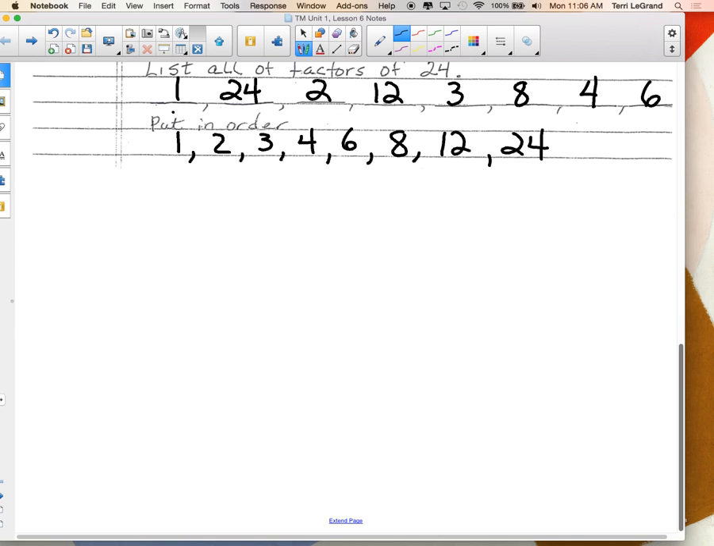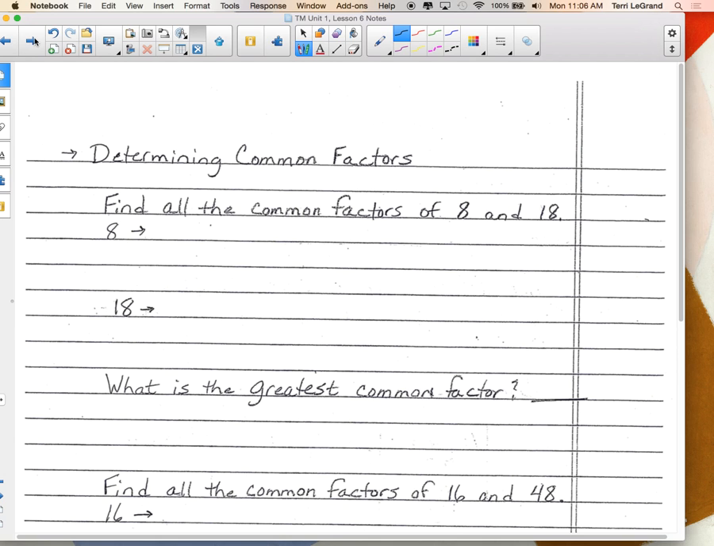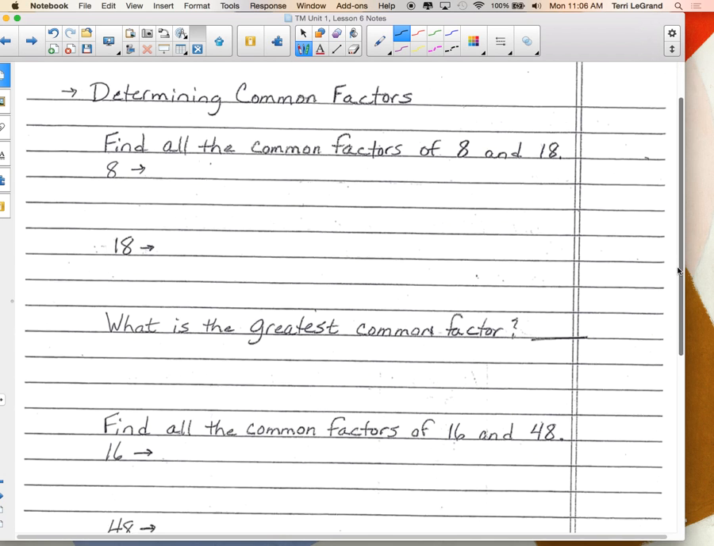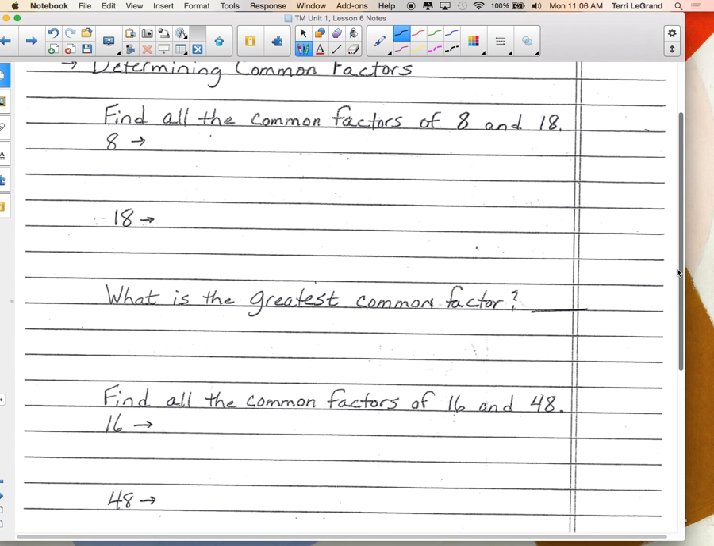Okay, then let's go to the back and do some practice on determining common factors. So we're going to find all the common factors of 8 and 18, because then we're going to determine what the greatest common factor is. So not the least common denominator, but this time we're looking for the greatest common factor, the biggest one they have in common. So let's list all of the factors of 8. Let's start with 1. 1 times what is 8? What times 1 is 8?